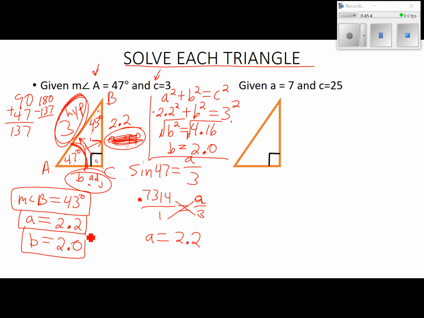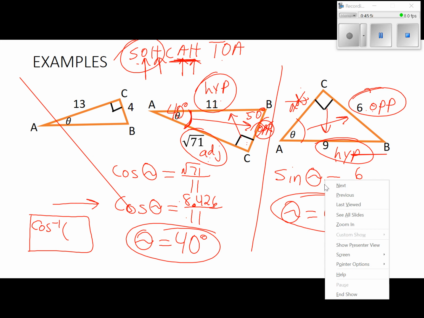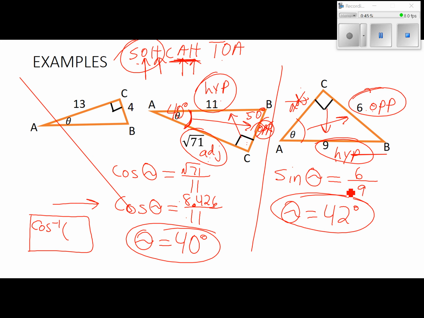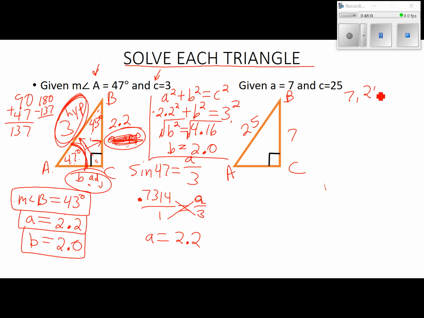I'm going to skip this last one. I will label it real quick. Just if we go A, B, C, little a would be over here, that's 7. Little c would be over here, that's 25. If you remember, one of the Pythagorean triples that we talked about was 7, 24, 25, where the 25 is the hypotenuse. And that's what this is. So this side over here would have to be 24.